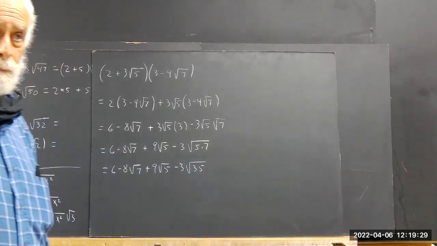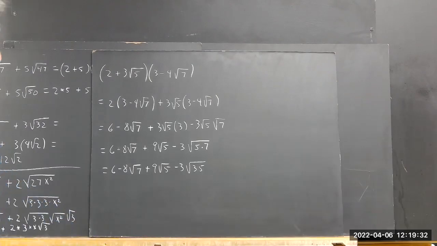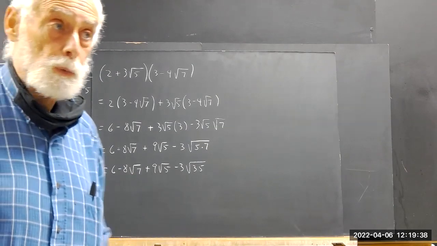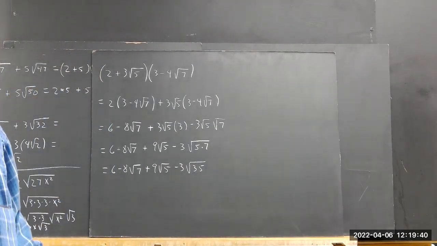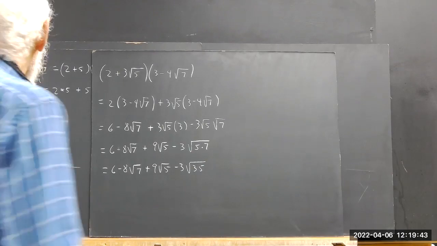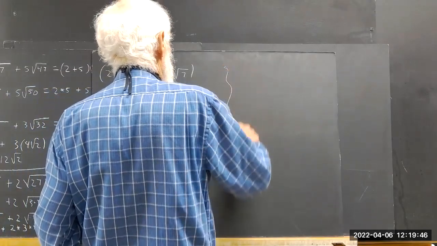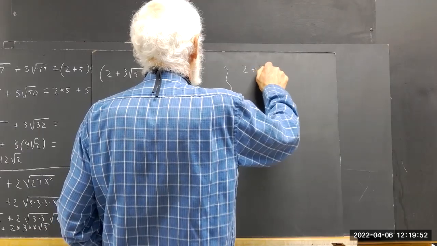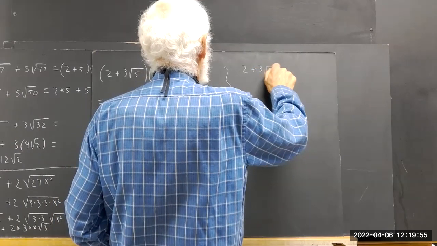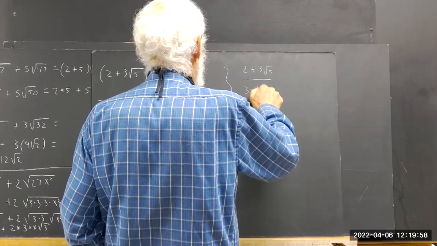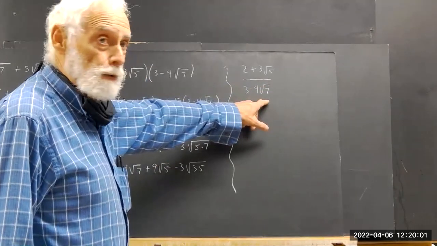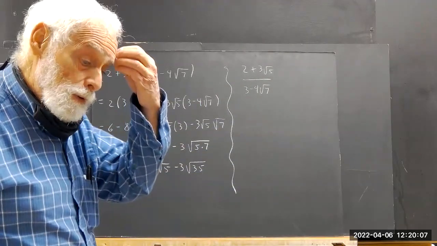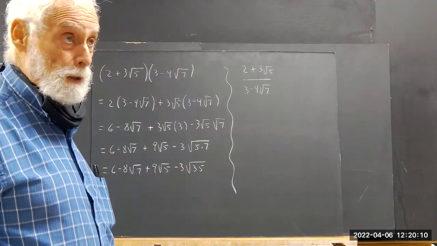So that gives us this. Well, there's a little more we can do with it, but that's basically it. We just use the distributive law. Everything works out. Okay. Well, there's a trick. What if I wanted to do 2 plus 3 square root of 5 divided by 3 minus 4 square root of 7? Well, we do this thing called rationalizing the denominator. Okay?